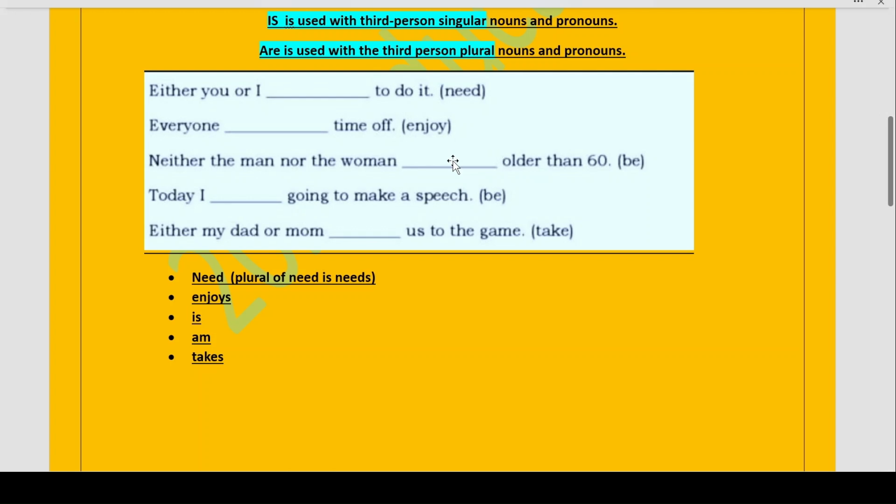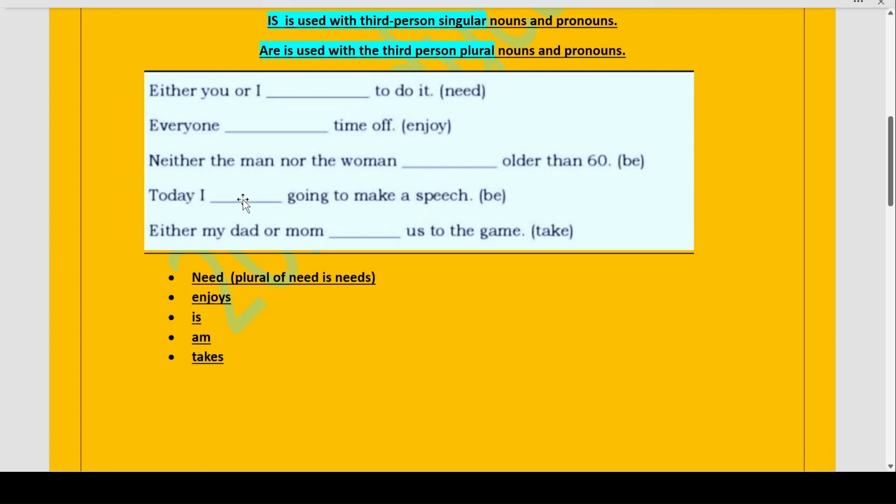Why third person? Because I am telling you about that man or the woman who is a third person. And that man or the woman is singular. So we will use the form of be, is. Okay, so neither the man nor the woman is older than 60.